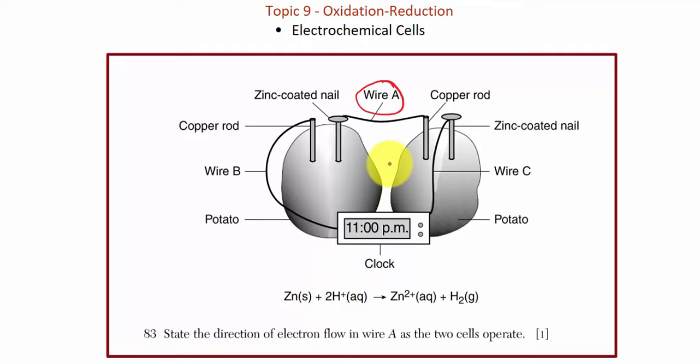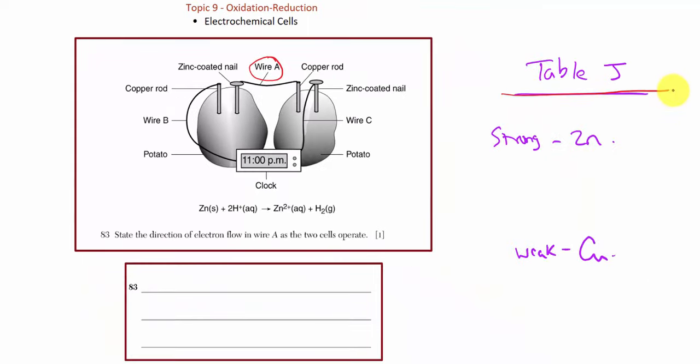To answer this question, we can either look at the equation or, remember, in Table J, we're given the series of activity for all the different metals, and you can clearly see that zinc is listed way above copper on Table J, meaning that it is stronger. In other words, it has a greater desire to be oxidized. So the zinc is going to be oxidized here, and the copper is going to be reduced. And that's confirmed by our equation. As zinc goes from having no charge to having a +2 charge, that's an oxidation process.